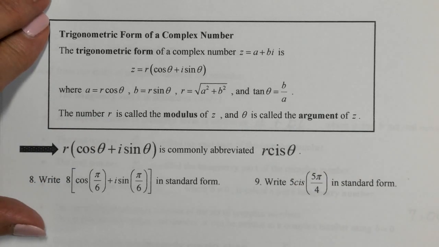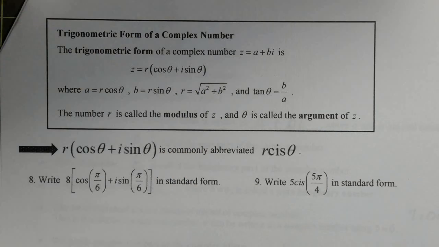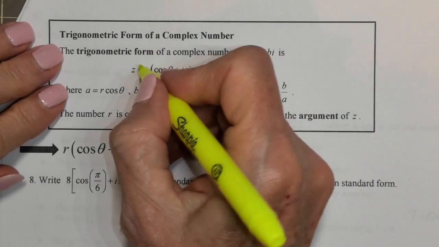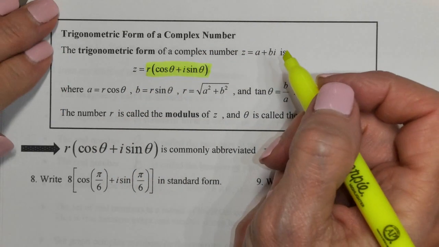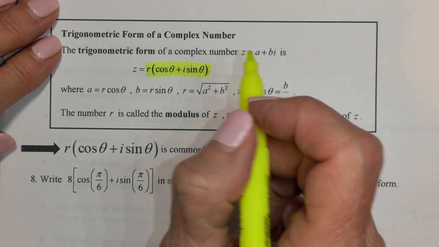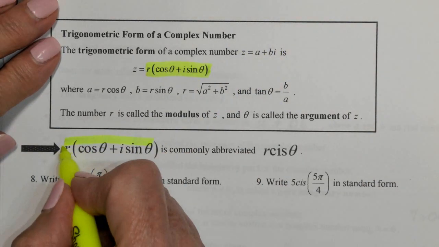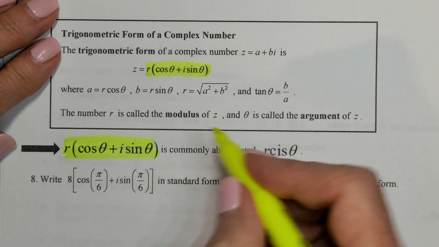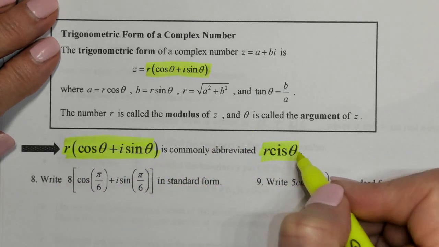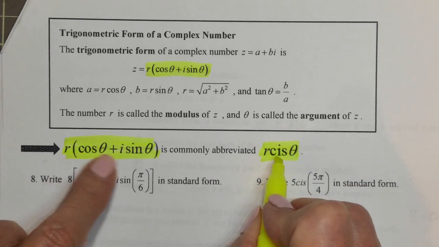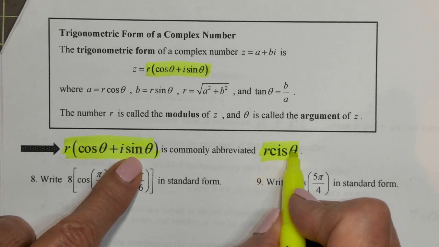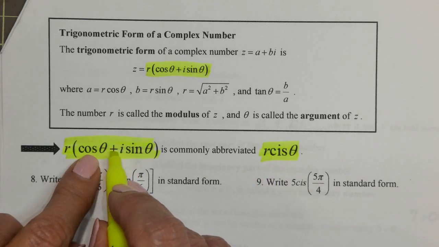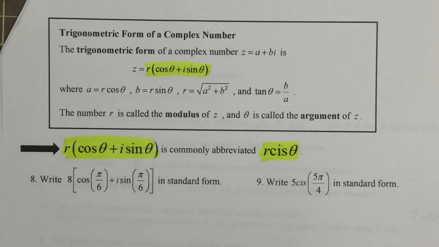So we have this, and we are going to be writing this a lot, the whole rest of the unit. An abbreviation for this is cis, r cis theta. c is cosine, i is i, s is sine. So when you see r cis theta, it means r cosine theta plus i sine theta. It's just an abbreviation.